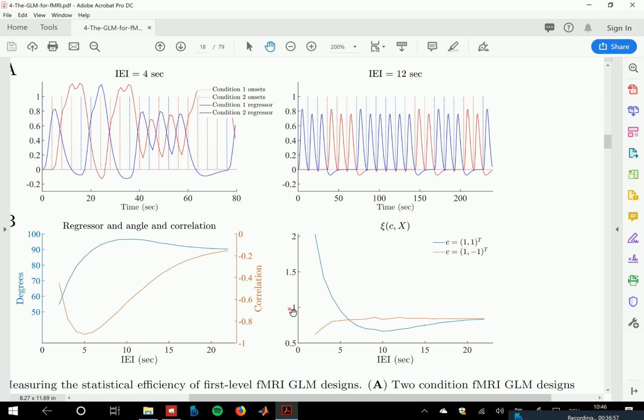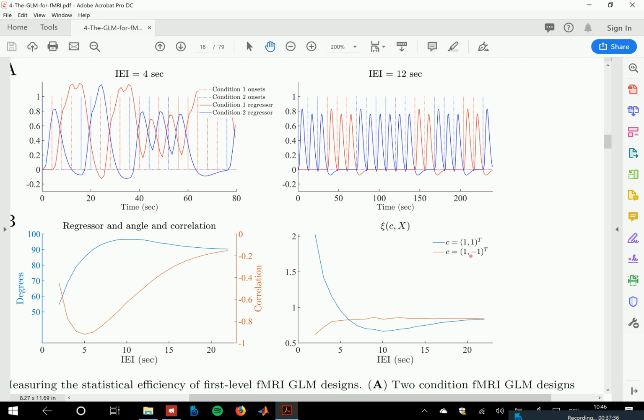What you can see here is that the statistical efficiency depends on the contrast you are looking at and interacts with the inter-event interval, meaning for very short inter-event intervals, the efficiency for detecting something at all, so for the contrast weight vector being 1, 1, is quite high. So you're doing well if you want to detect just something. That also means that if you, for example, use block designs, where you put stimuli quite quickly one after the other, you're doing well.